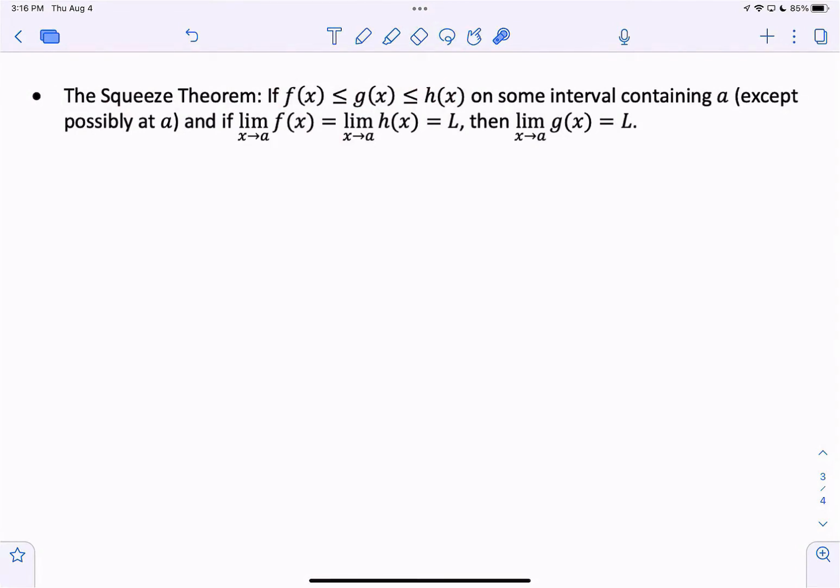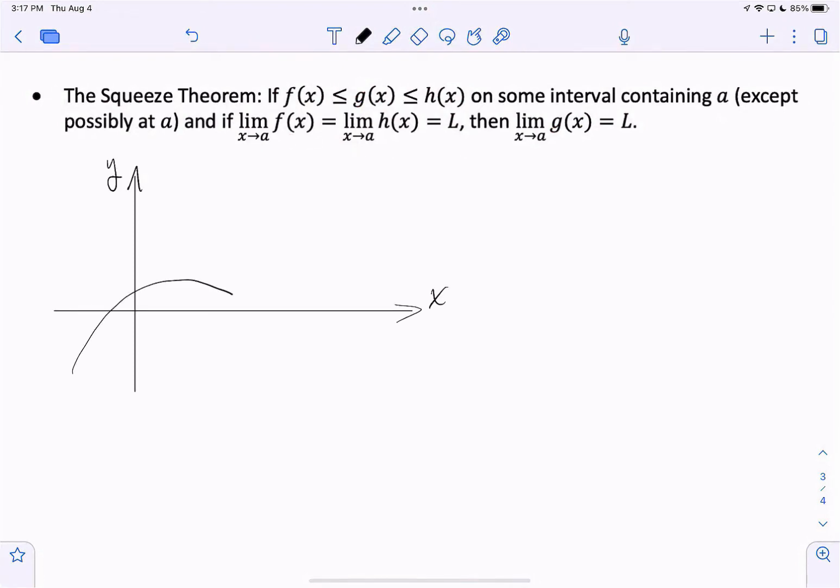on some interval containing a, except possibly at a, and if as x approaches a, f and h share a limit, we'll call it L, then the function in between the two is going to have the same limit. What? All right, we're going to see what this looks like visually.